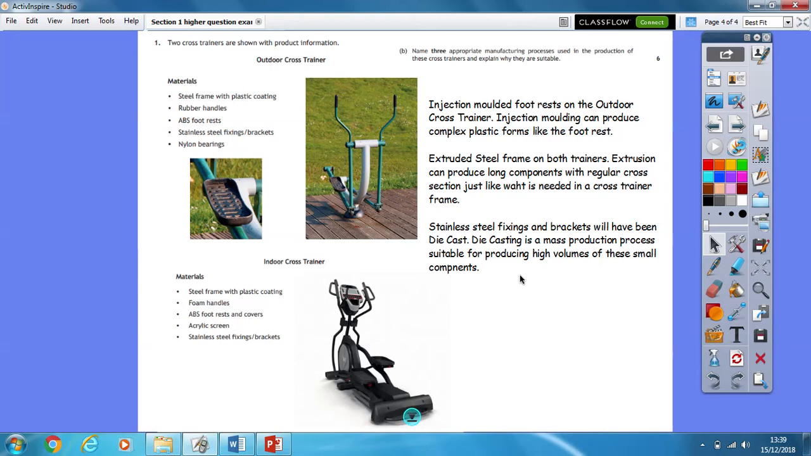Stainless steel fixings and brackets will have been die cast. Die casting is a mass production process suitable for producing high volumes of these small components. There are obviously going to be a number of these components in each machine, so it needs to be a mass production process to be able to produce these large numbers. And you would get 2 marks for that.